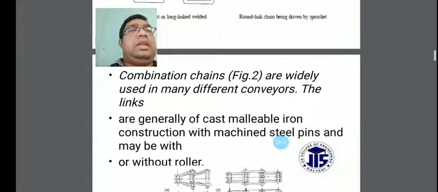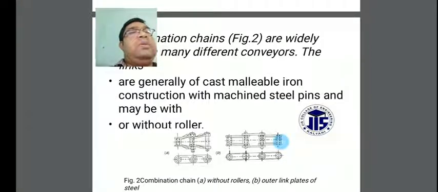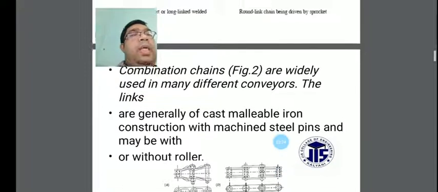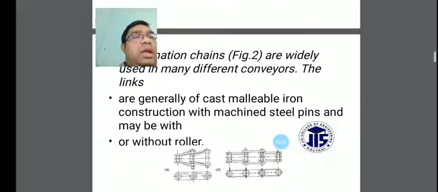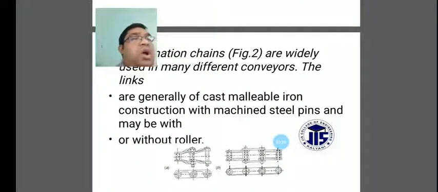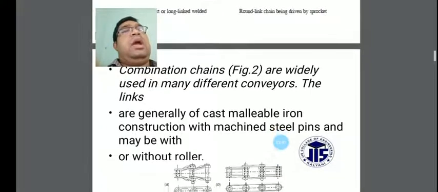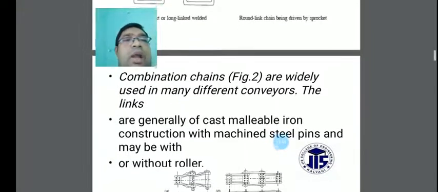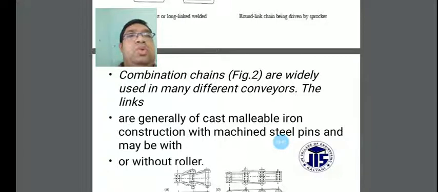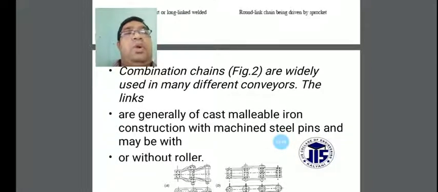Another thing is the combination chain, shown in figure number 2. The combination chains are widely used in many different conveyors, such as trolley type conveyors, car type conveyors, sometimes track conveyors, and also bucket conveyors.